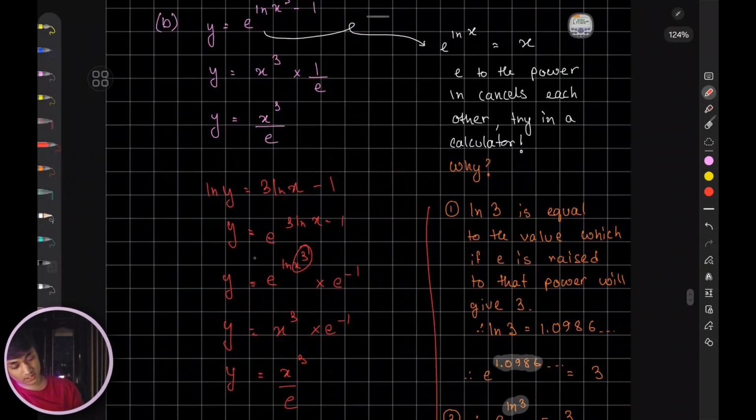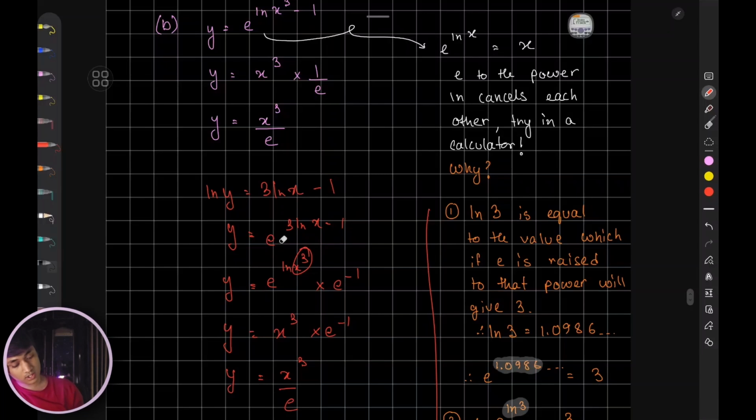You're going to put the e as the base of the entire left hand side. You're going to put e as the base of the entire right hand side expression. What is the right hand side expression over here? 3 ln x minus 1.